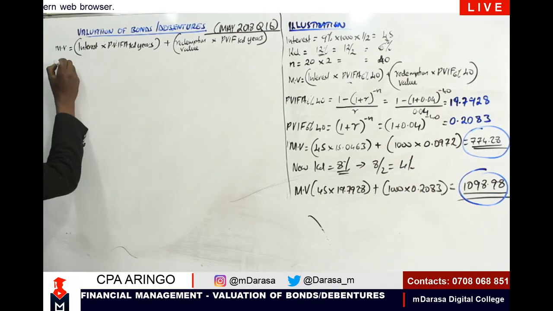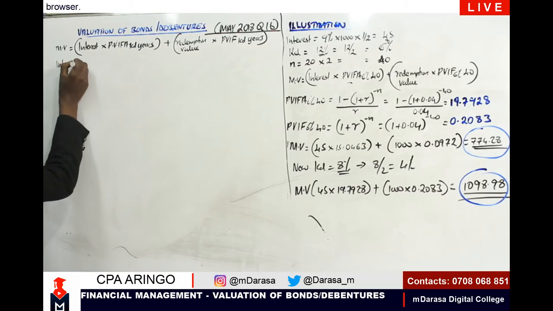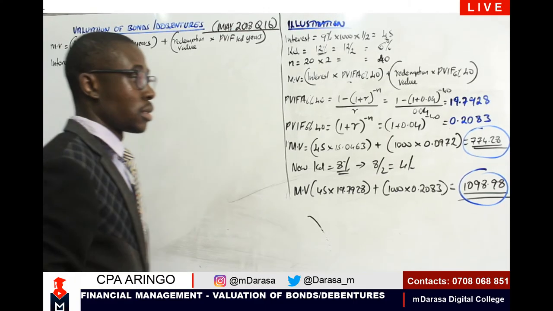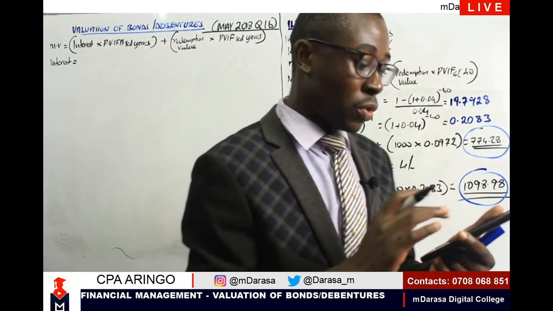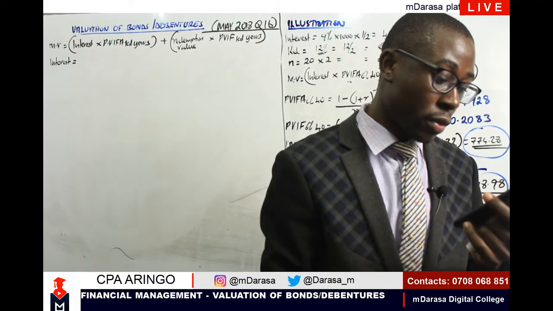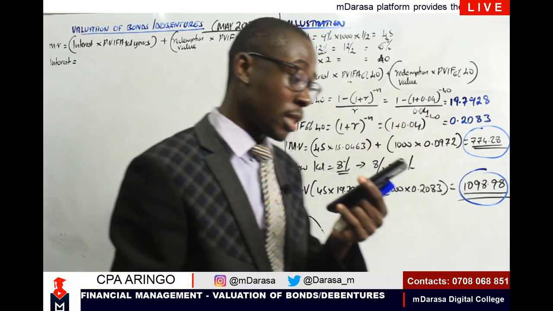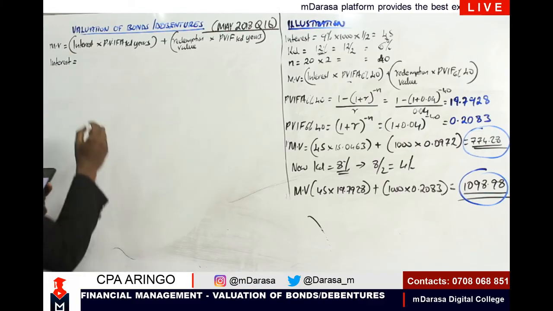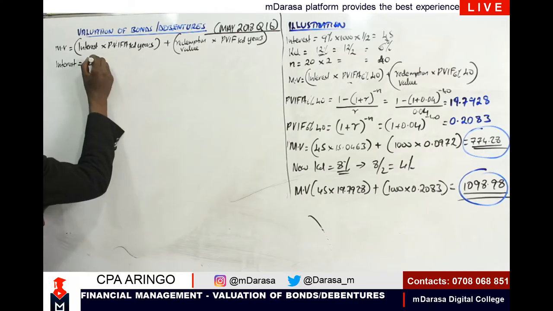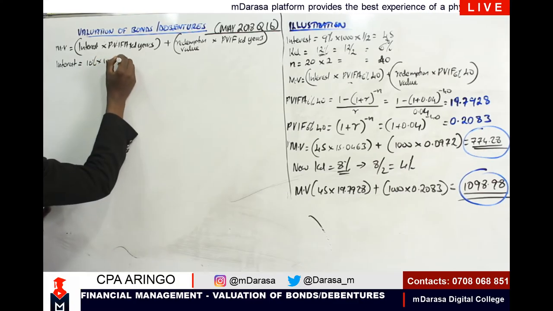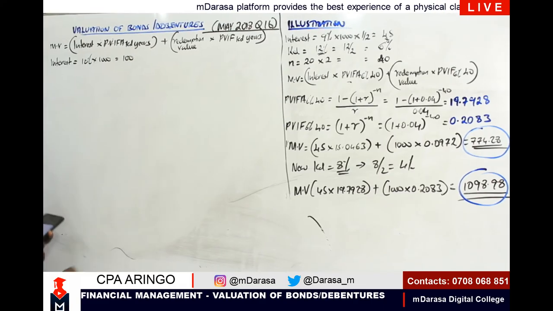First thing first, let us determine our component of interest. What will be our interest, my good students? Our interest in this case, we know very well that we're given 10% and the par was given 1,000, right? So we can clearly say that my interest will be 10% times 1,000. Of course, that should give us 100.